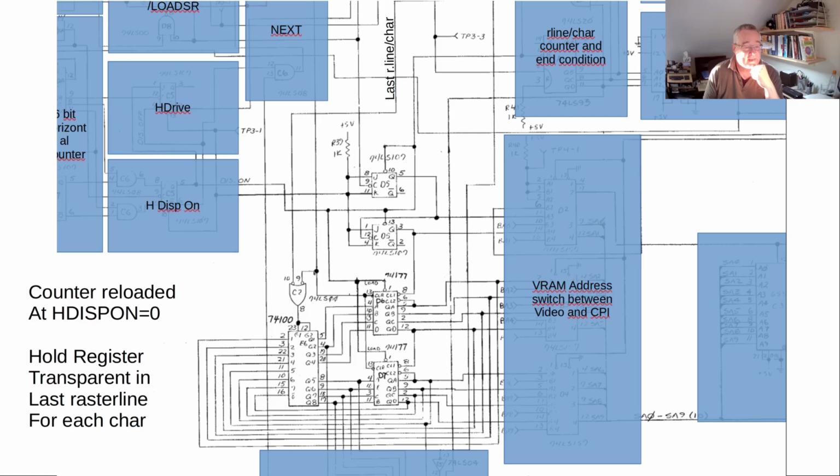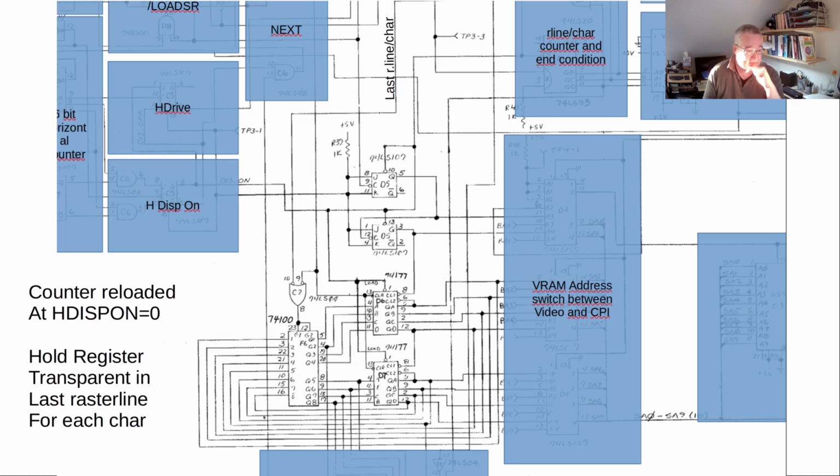Every time the mode changes from the 200 raster lines for characters to the 20 raster lines for the bottom blank, to the 20 raster lines for the vertical drive, to the 20 raster lines for the top blank, the counter resets with this one. And it's counted actually from the output from those 2 bits here that's coming in here.